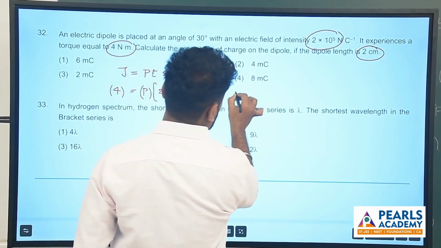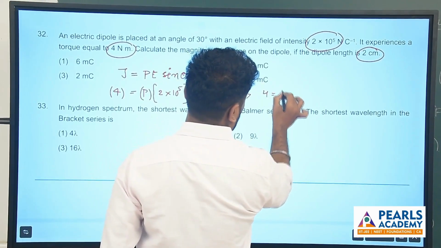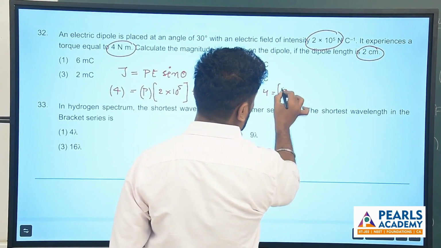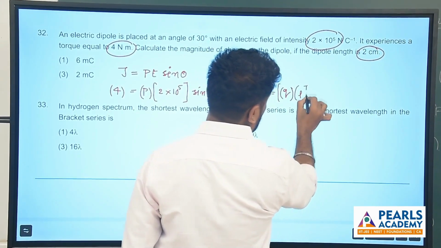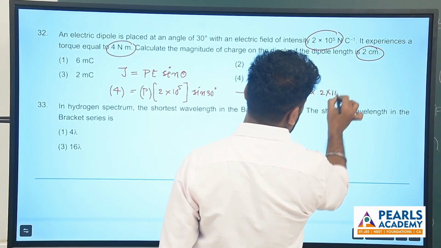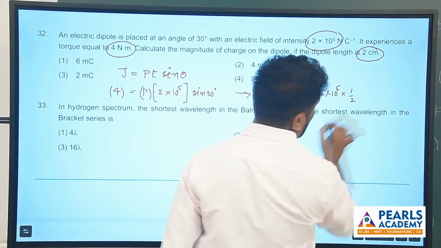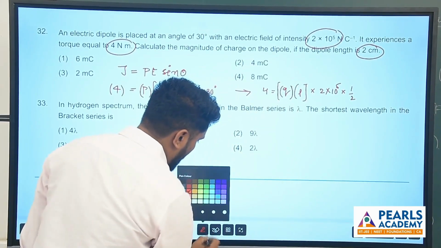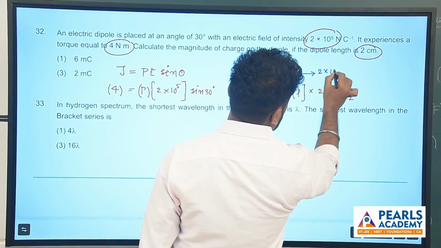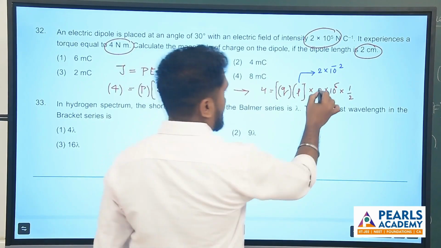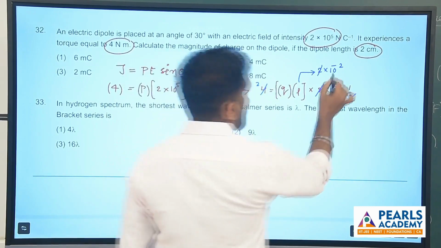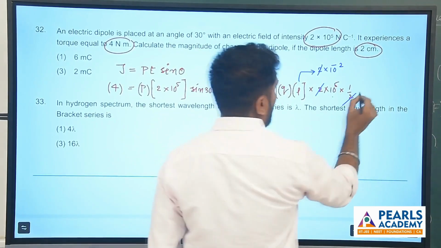Okay, then it will be τ = pE sin θ. P is the dipole moment, which is the product of q and l. So if we put in the values, 2 into 10 power 5 into sin 30, which is 1 by 2. And the length of the dipole is also given as 2 centimeters, 2 into 10 power minus 2. So this 2 will get cancelled, and here 10 power minus 2 and 10 power 5.